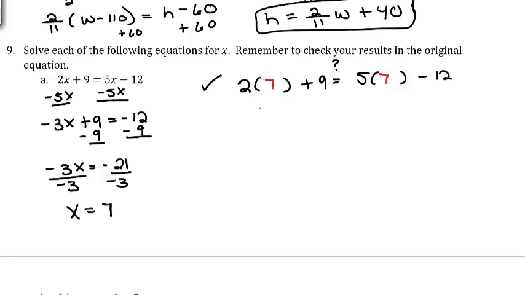So 2 times 7 is 14, and then we have plus 9. So is this equal to 35 minus 12? Well, 14 plus 9 is 23. And 35 minus 12 is also 23, and so it is true.